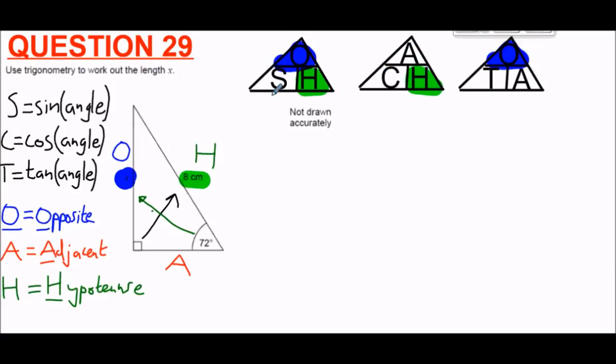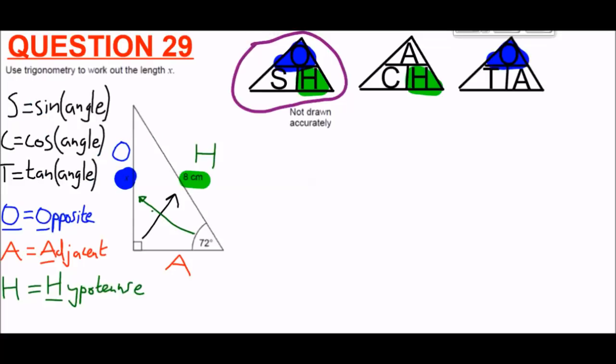Which of these triangles tells us the most information? So you need to be looking at which triangle uses what we know, which is the H, and what you want to know, which is the x. The triangle which tells us what we want to know and what we already know is this SO triangle. So we're going to use SO. So we're going to use the sin triangle. We're wanting to work out the opposite.